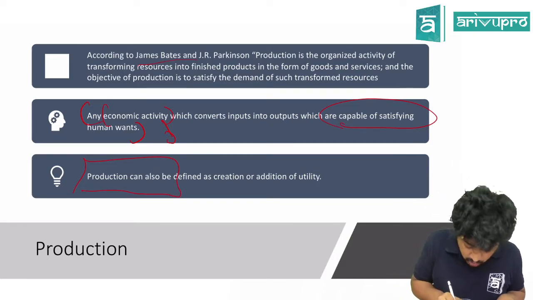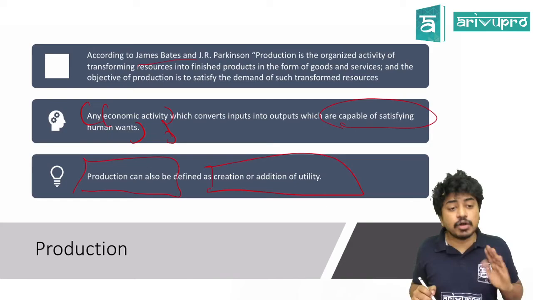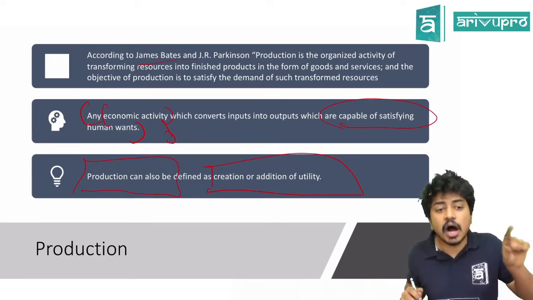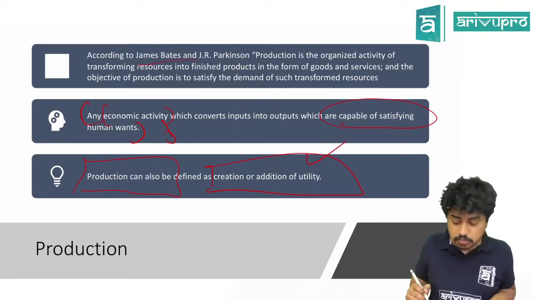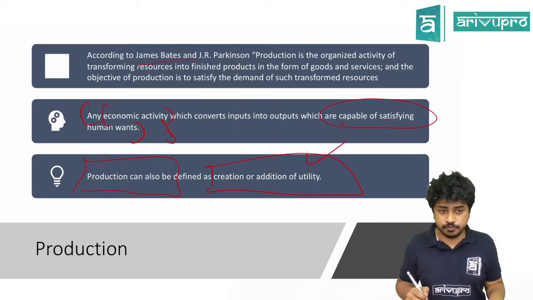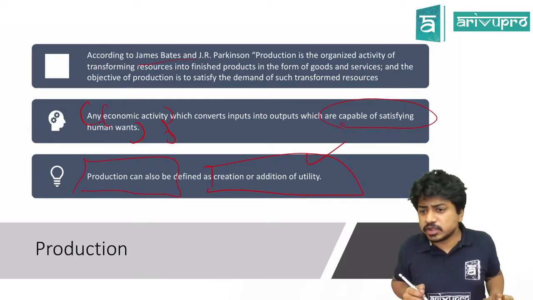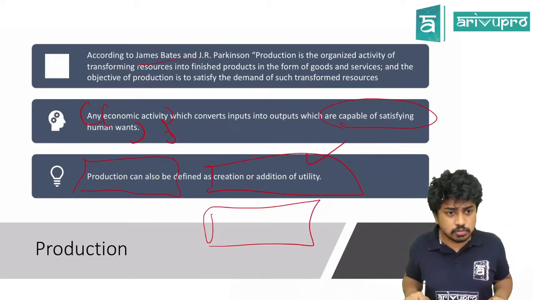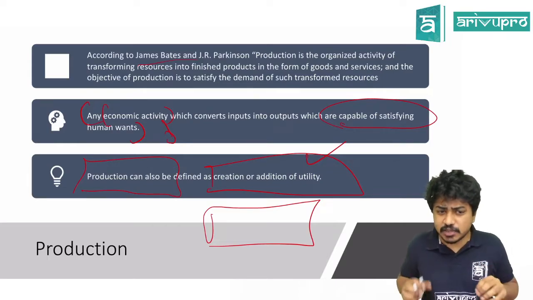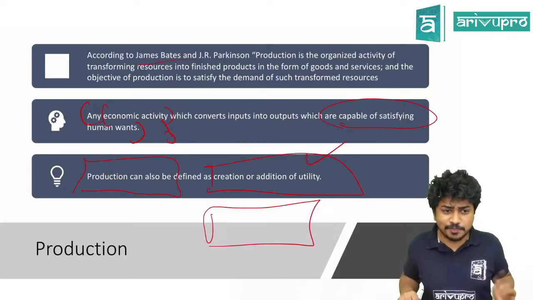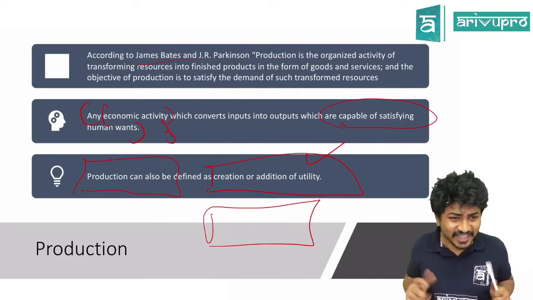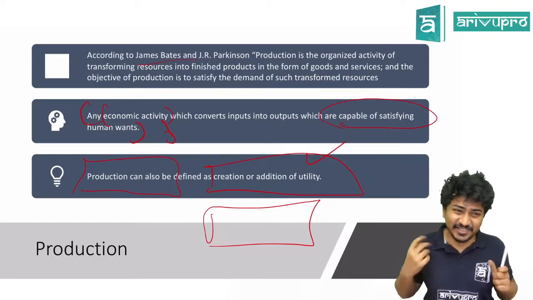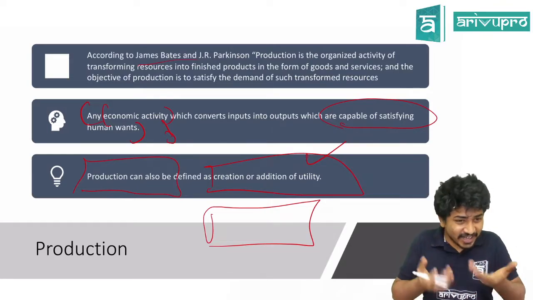Now, there's another way to treat production. Another name is creation or addition of utility. What is utility? Satisfaction power. Let me give you a simple example. If I give you plain wood, do you get some utility? You can use the wood to hit. Yes, sir, with wood I can hit. Some utility you can get.